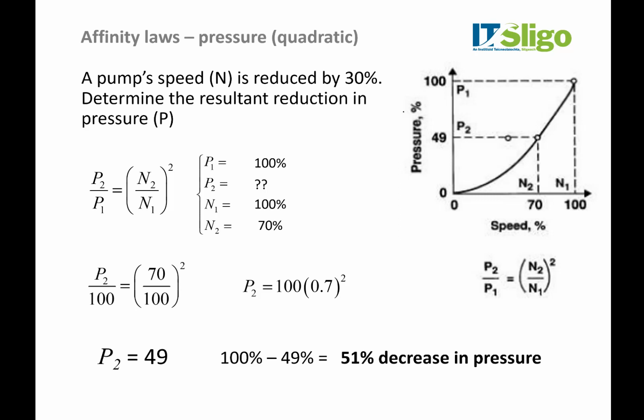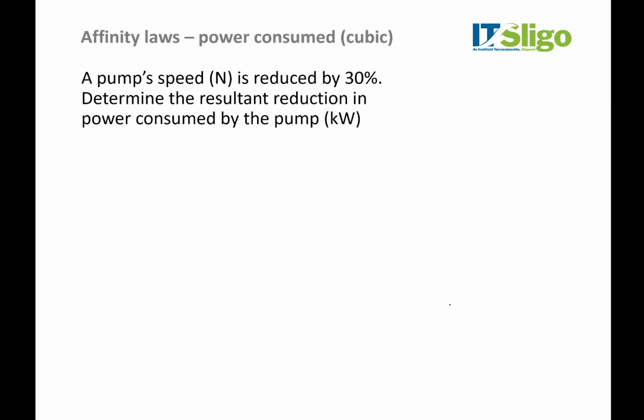So this is what engineers use these to explore, you know, what happens if I do this, what happens if I do that. We're emphasizing the nature of the relationship, this quadratic relationship, cubic relationship, linear relationship. Now we look at the most important one, where the money lies. Again, same scenario, pump speed is reduced by 30%.